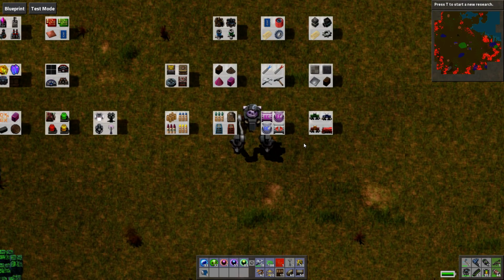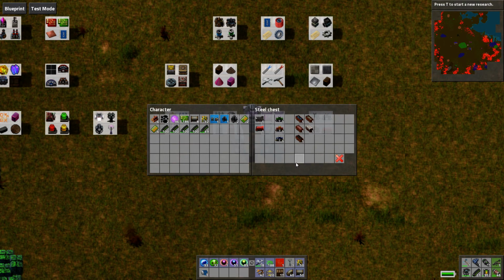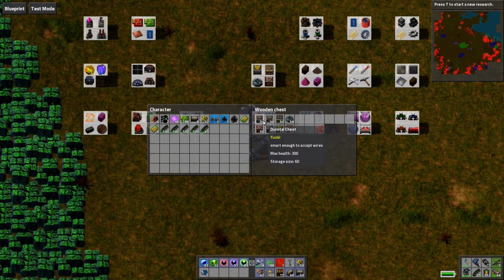Okay, so the thing to talk about now, of course, are the trains. Trains. I will have to do that in another map. Okay, so let's talk about these chests.